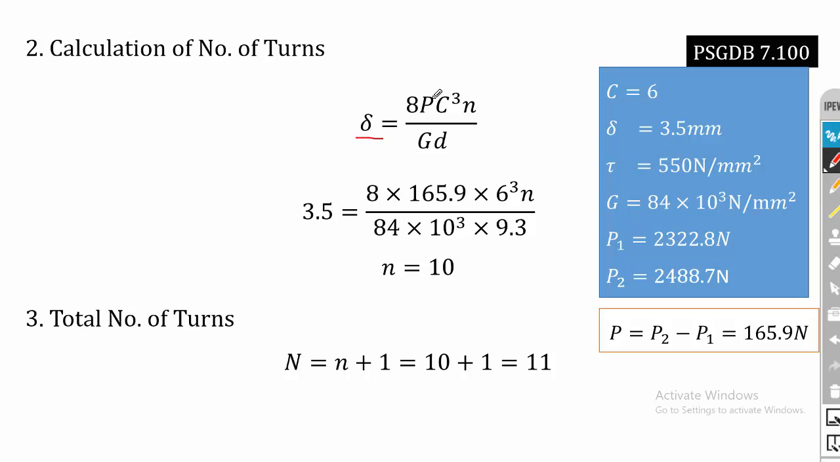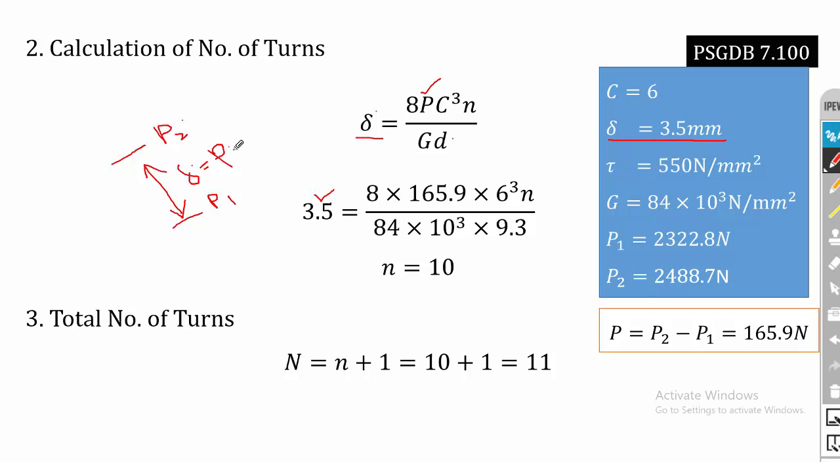The second step is calculation of number of turns. Use the equation del is equal to 8P C cube n divided by G d. So del is directly given, it is 3.5 mm, and P. We know that we have two load values, one is P2 and the other one is P1. The valve starts to open at P1 and it is completely open at P2. So this distance is deflection del. When you are substituting the del in the number of turns equation, you have to substitute the P value, that is load range for this amount of deflection.